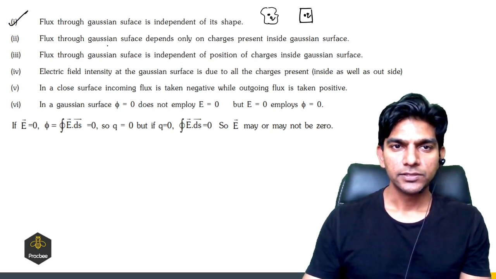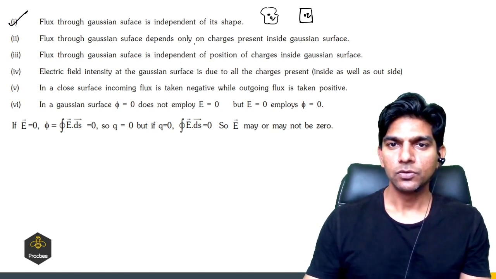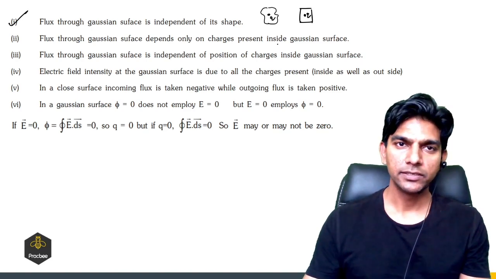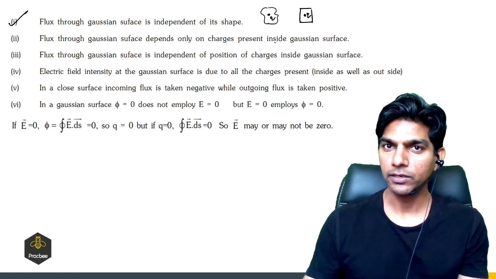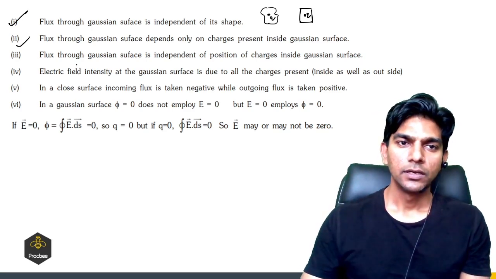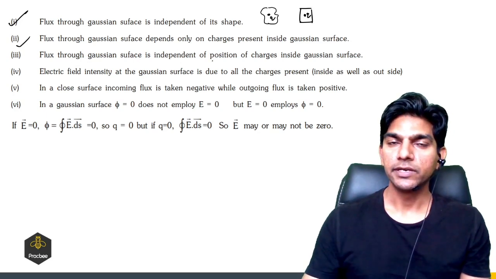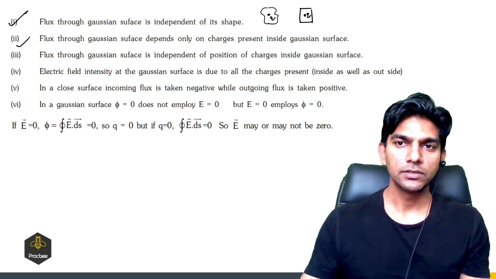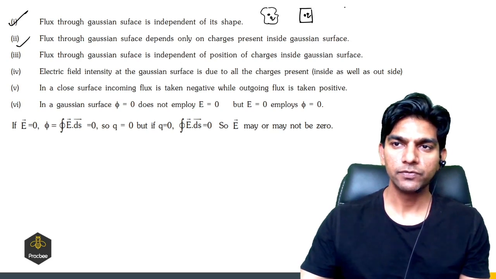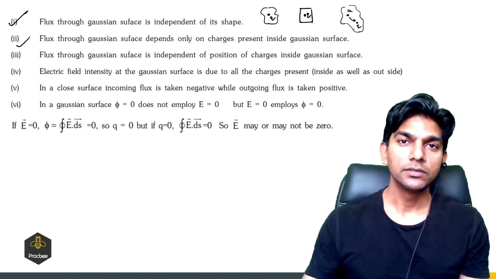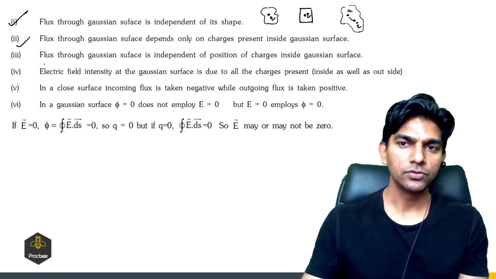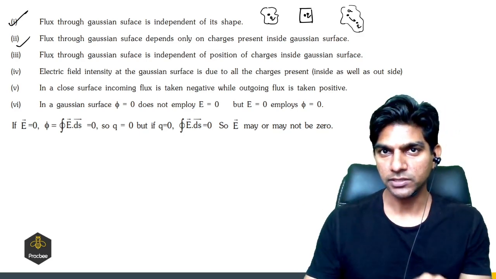And flux through a Gaussian surface depends only on the charges present inside it. Yes, because the right hand side is Q enclosed by epsilon naught. And flux through a Gaussian surface is independent of the position of the charges. Even if I move a charge from this position to another position, the charge enclosed will not change. So it does not depend upon the motion of the charges within the surface.